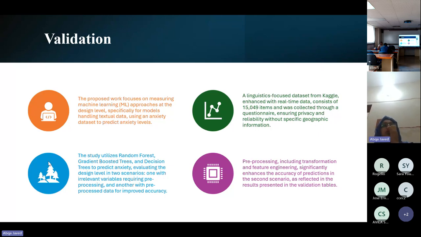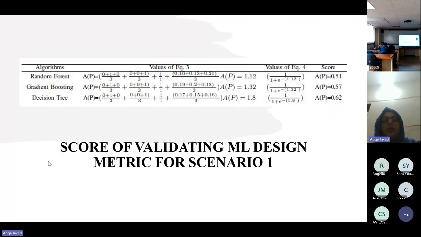We basically collect the data through the questionnaire and hide the details of the individuals who have been affected by anxiety. Pre-processing, including transformation and feature engineering, significantly enhances the accuracy of predictions in the second scenario, as reflected in the results presented in the validation table. So here is the validation table for scenario one.